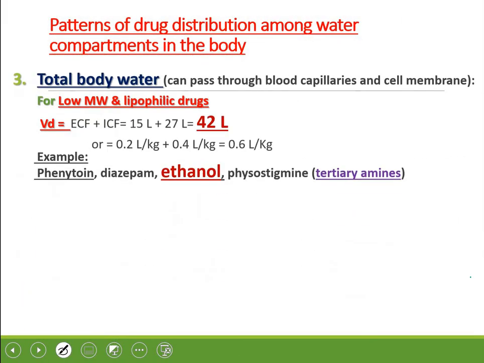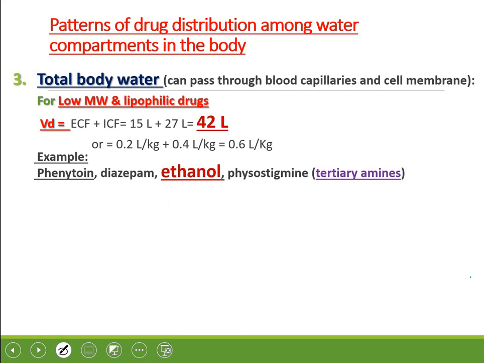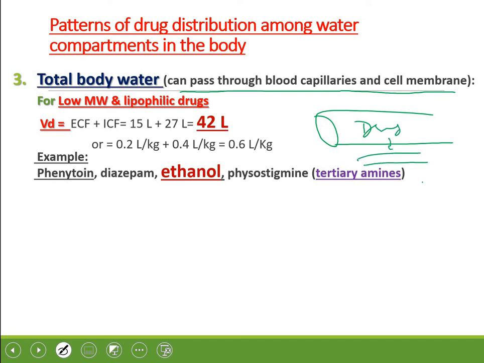Now, the pattern for distribution of drugs among the water compartments in the body. Let us think about this. The total body water means water that can pass through the blood capillaries and the cell membrane. Now the drug is going out from the blood. The drug is here, and it goes to the interstitial fluid, and then the cells are there. So it comes out, reaches the interstitial fluid, plasma plus interstitial fluid, plus it can cross the cell membrane and reach the cellular fluid as well.